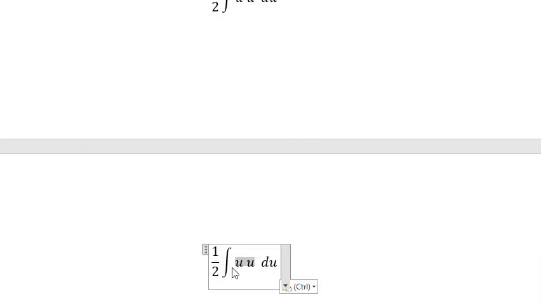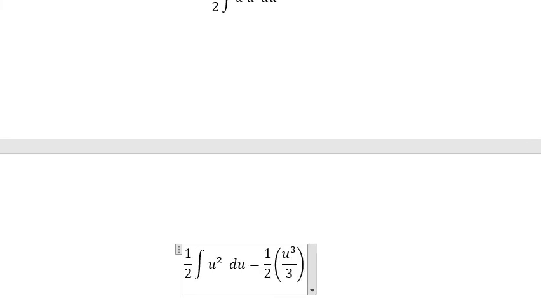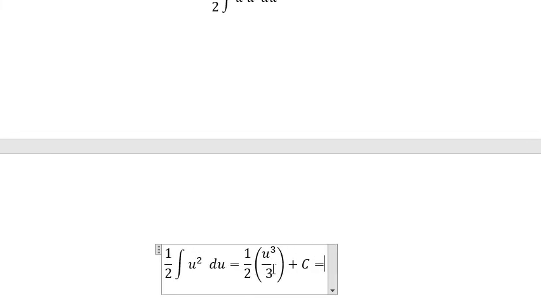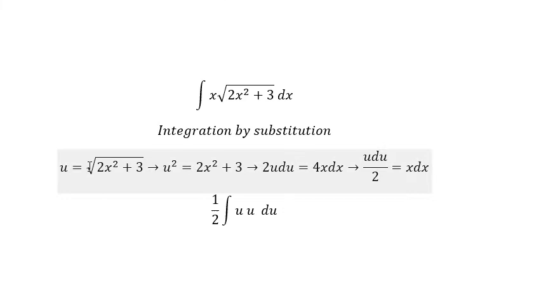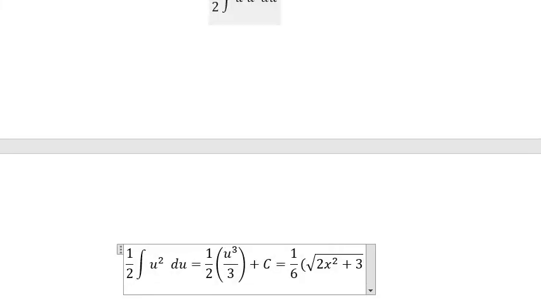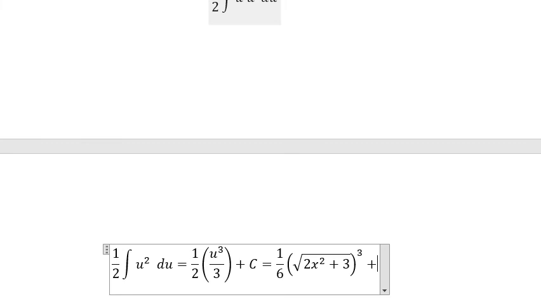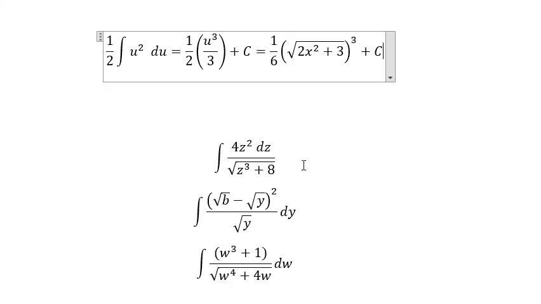U times u, you got u squared. The integration of u squared, we got u to the power of 3 over 3. Number 2 with number 3, you got number 6. Substituting back u, that is this one. And we put c. Now let's go to the next one.